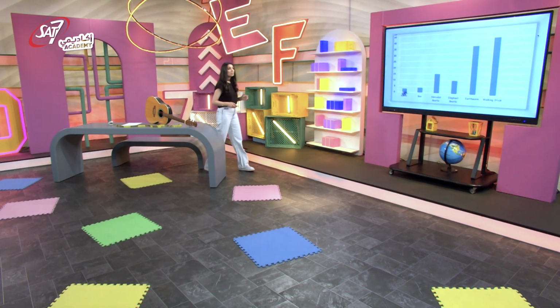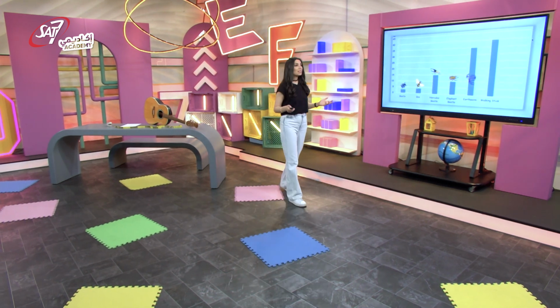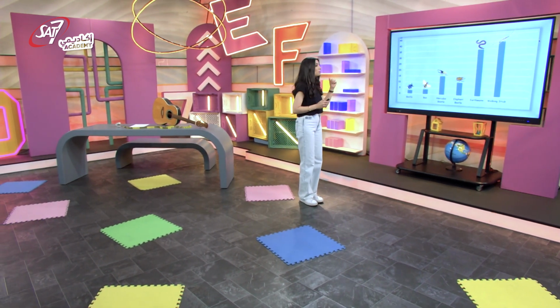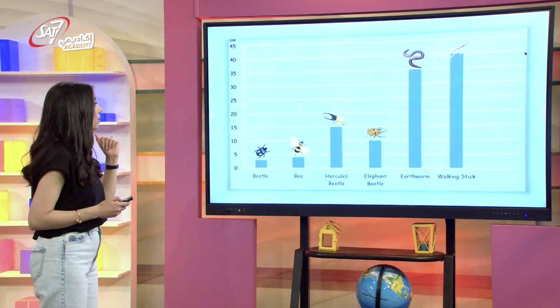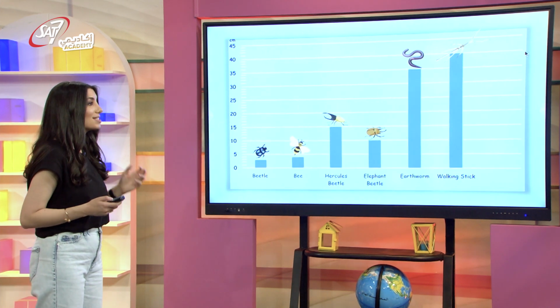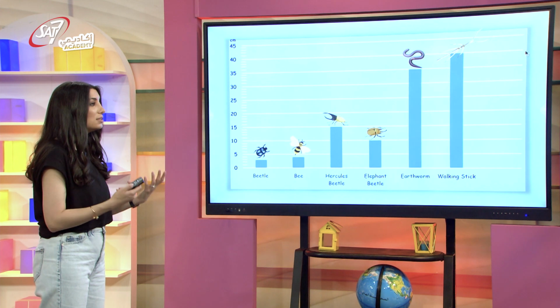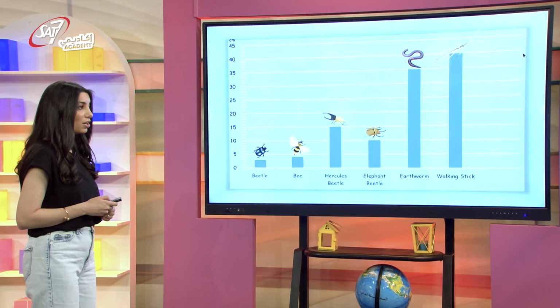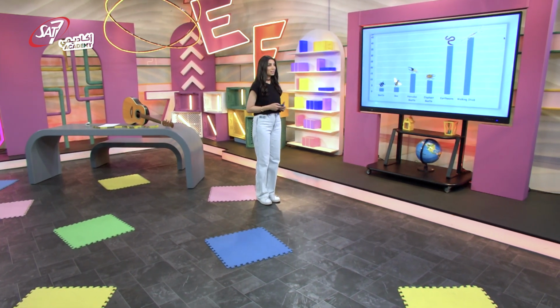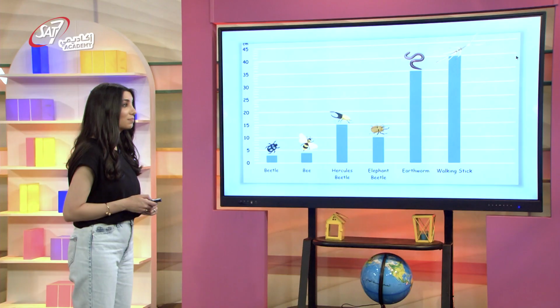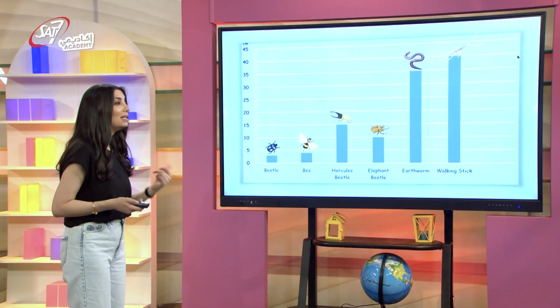This bar graph shows different bug lengths. We notice that the shortest bug is the beetle. By observation, we can also see that both the earthworm and the walking stick insect are slightly different in size, and they are the longest among the bugs mentioned on this bar graph. Which measuring unit is used in this graph to determine the bug lengths? It is the centimeters. Why is it centimeter and not millimeter or meter? Because all the lengths are less than 1 meter, yet more than 1 millimeter.